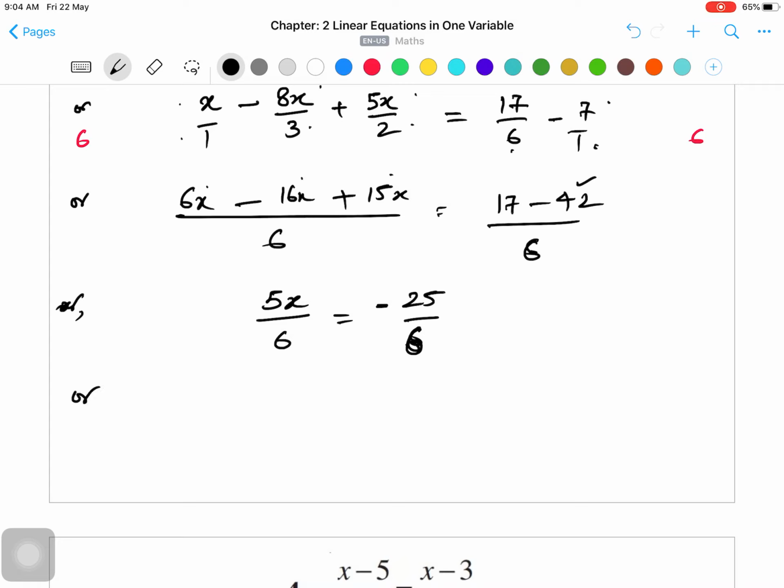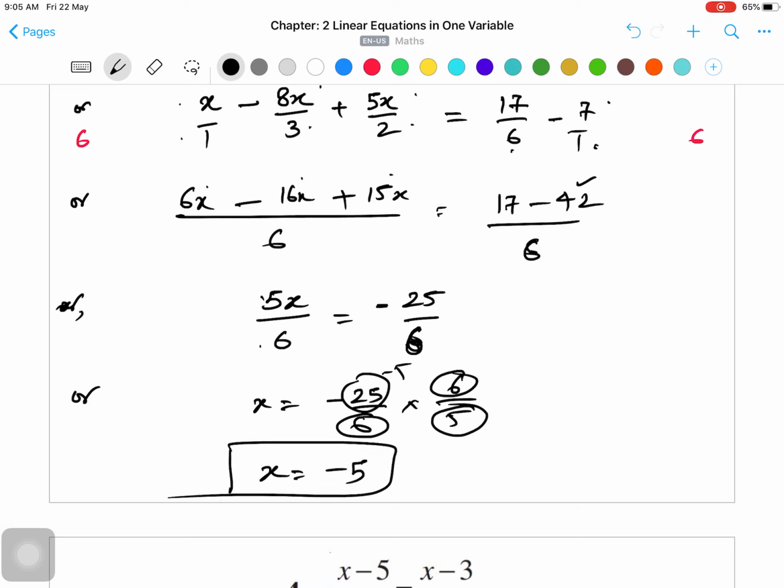Okay, or this will be x equals to minus 25 by 6, and when you shift this 5 by 2 onto the right hand side, it will be 6 by 5. These two numbers, when divided, will be cancelled out, and this 5 will give us minus 5 here. So the x is equals to minus 5. That's the solution of this particular equation.